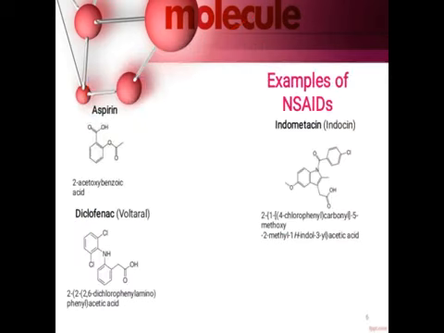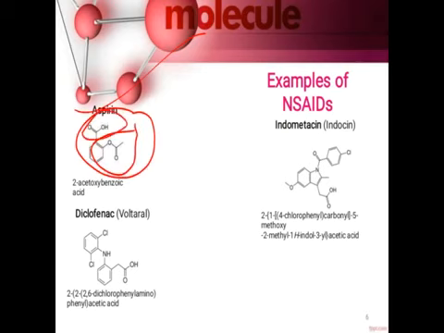What are the examples of these anti-inflammatory agents? That is aspirin. This is the structure of aspirin. It is also called acetylsalicylic acid. This is the benzoic acid, and here an acetoxy group is present. So it is called 2-acetoxybenzoic acid. The other example is diclofenac. This is the structure of diclofenac. Two chlorine groups are present, so dichloro, it is called diclofenac.